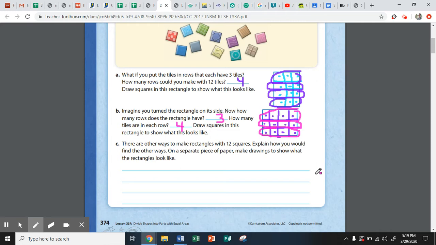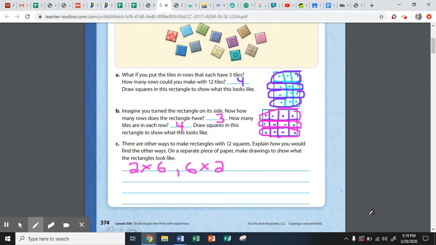Remember, we can flip those factors, okay? So I can say, I'll write this here, 2 times 6. Sorry, I'm trying to write this with a mouse. It's not the easiest thing. Or we could say 6 times 2. Remember, we can flip those factors.